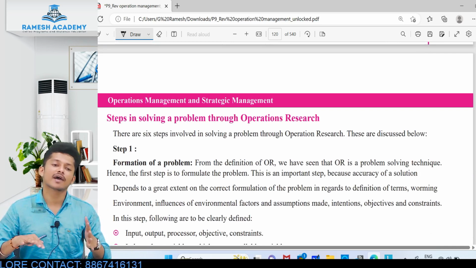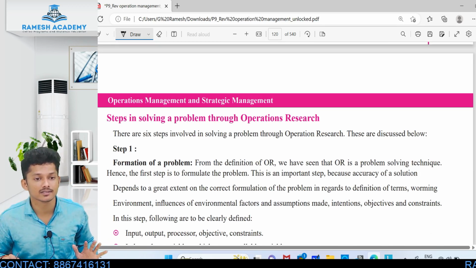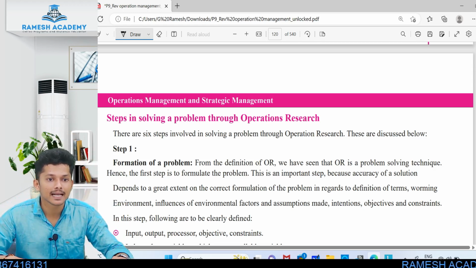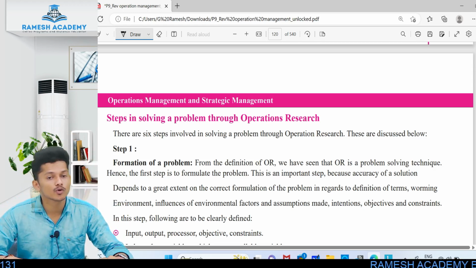Introduction. There are various areas where OR is applied. Got it? So just go through this. It is a general topic. Yeah, next one. Steps in solving a problem through operations research.